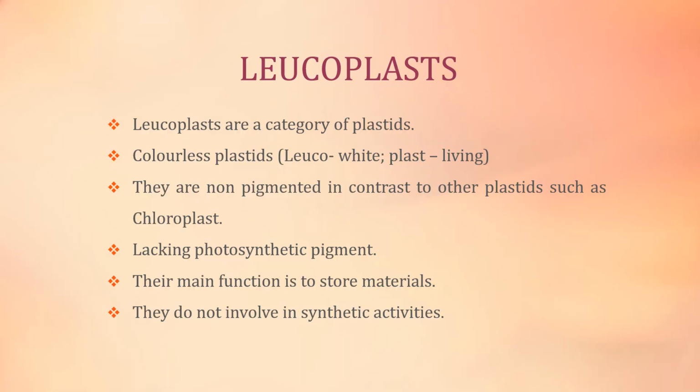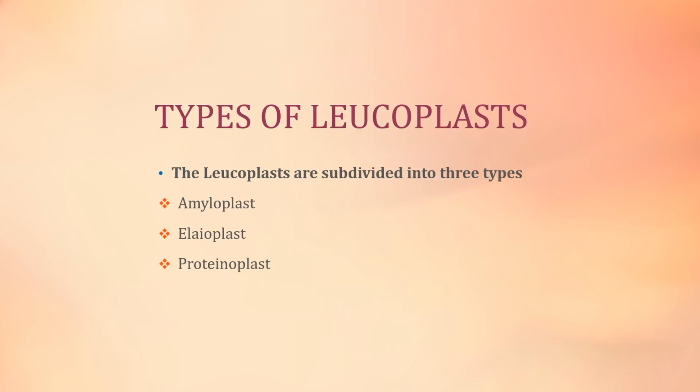Leucoplast. Leucoplasts are a category of plastids. These are colorless plastids. Leuco means white, plastid means living. They don't contain color pigments. Their main function is to store food materials. They are not involved in synthetic activities.